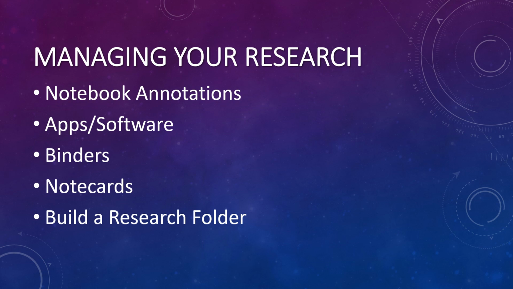You can go old-fashioned and use note cards where you write down the bibliographic data of the source so that you can find it again and make notes on what pages or paragraphs you would like to use in your paper. You can also build a research folder, either a hard copy one where you print out what you need and then highlight things you want to use, or you can build a research folder digitally.